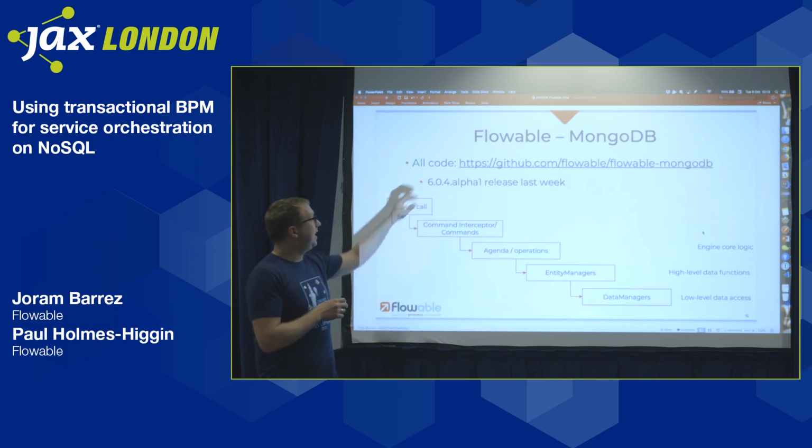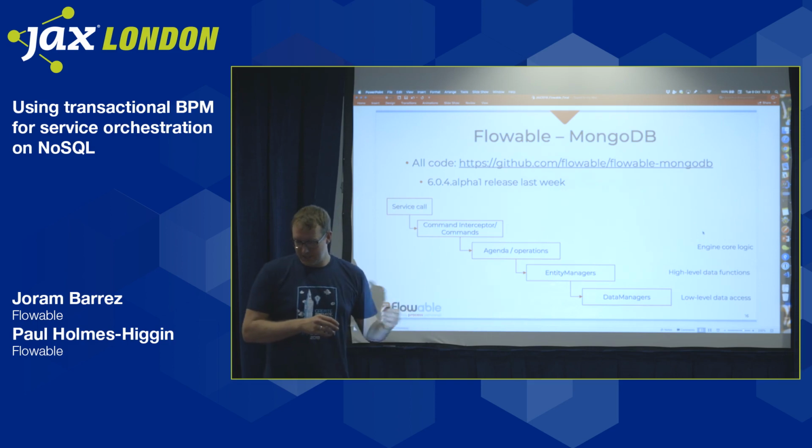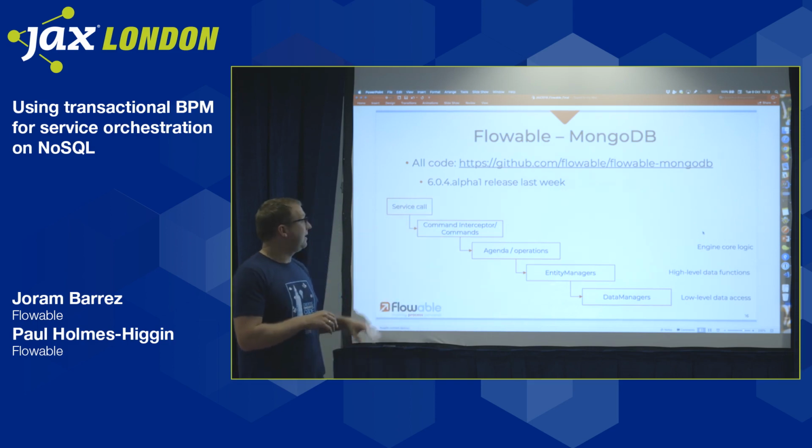All the code that we're talking about today is on GitHub. It's on the Flowable MongoDB repository. We released the first alpha version last week, together with the 6.4.0 release. I'm just going to put some words in your head just to understand the code, if we dive into the code later on, so that you can follow.